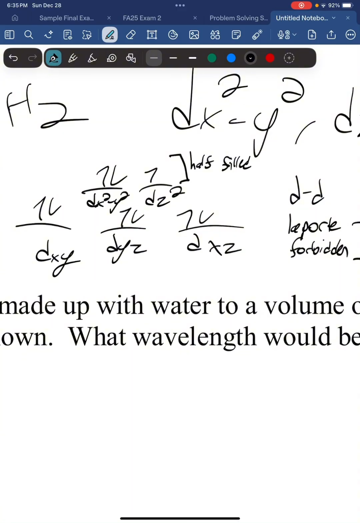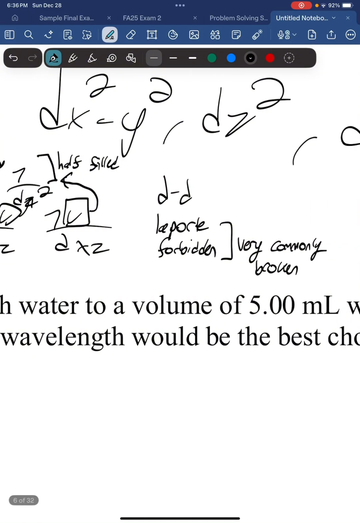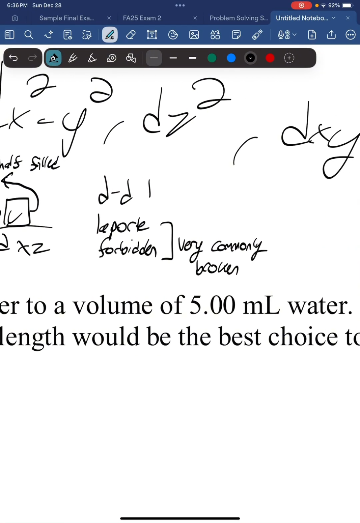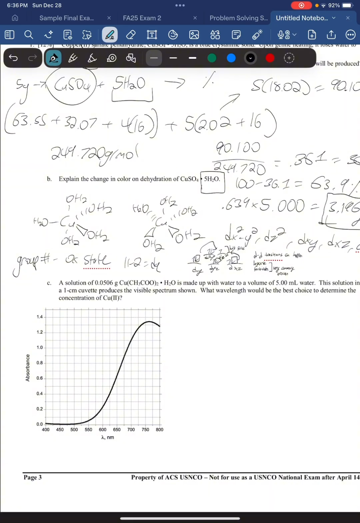And we can say that this electron right here can actually jump to this orbital and back down. Any of these can, actually. The important thing is that the spin stays the same. You can't have it jump up and the spin changes. But because we can jump up and down, we can say that D to D transitions can happen. So now we know why our copper sulfate pentahydrate is colored.